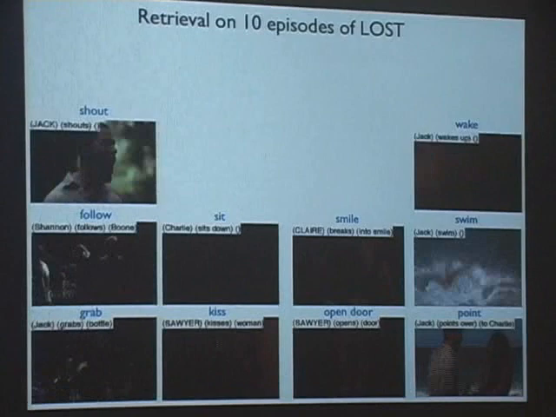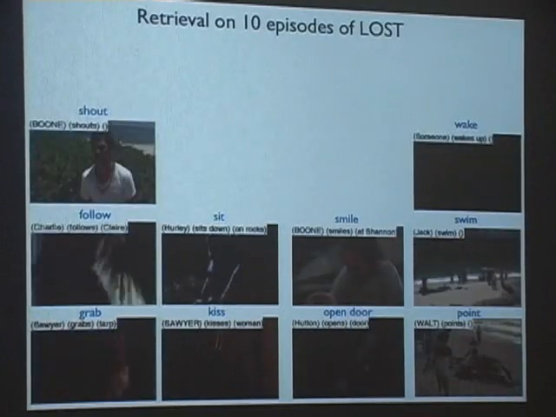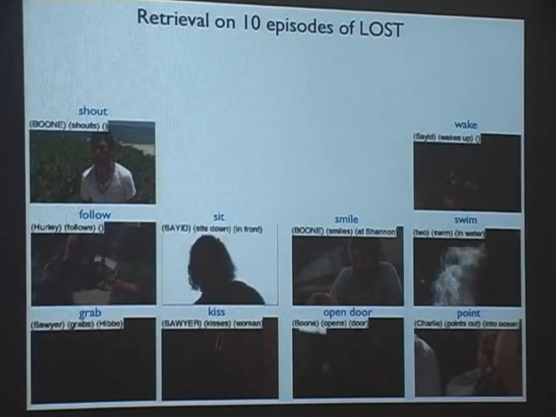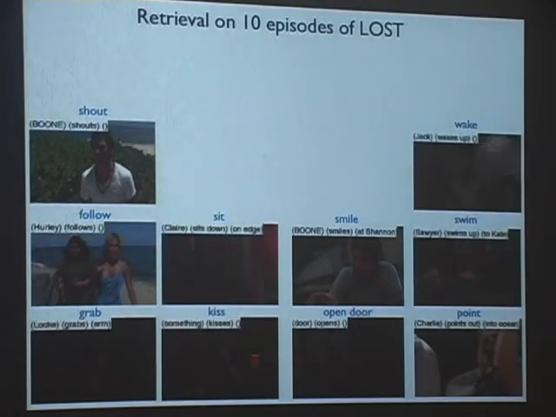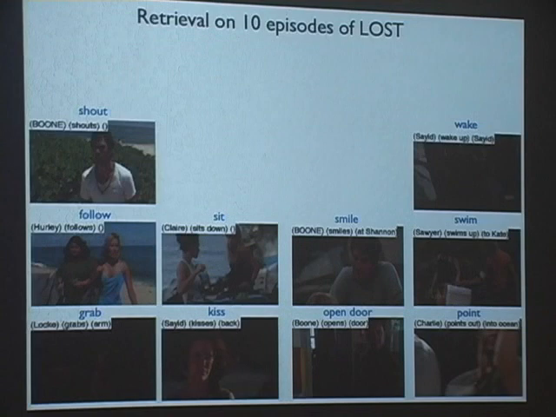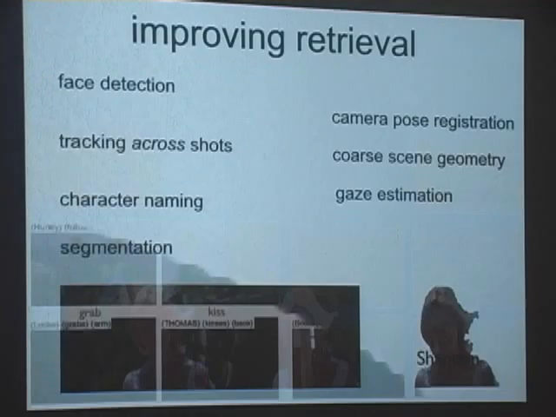Now we can use this, at a slightly finer level, not yet at the pixel level, but at least at the frame level, to align and query for different action verbs. So this is using the aligned screenplay, the aligned shot boundaries, and the aligned scene boundaries with the screenplay to query for different kinds of verbs. For example, shouting. Look at this.